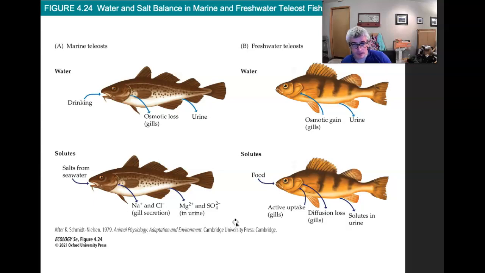For the freshwater fish, because they're typically isoosmotic, they're not dealing with having to excrete solutes. They're more or less in osmotic balance. So they're gaining some water from their gills, they're excreting some in the urine, they're bringing in solutes from food, they're uptaking it through their gills, diffusing it through their gills, and expelling it through urine.